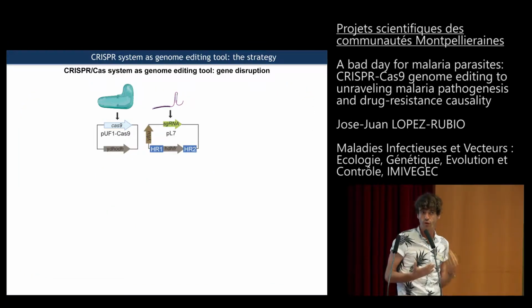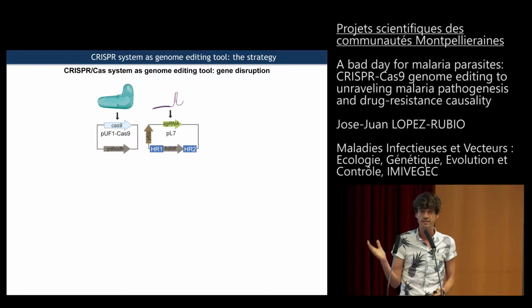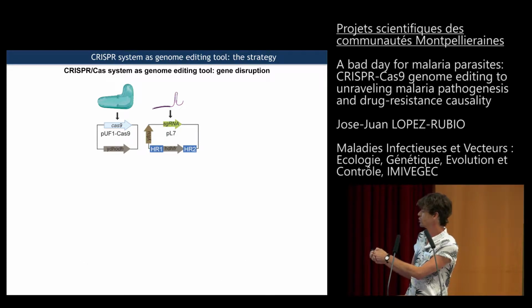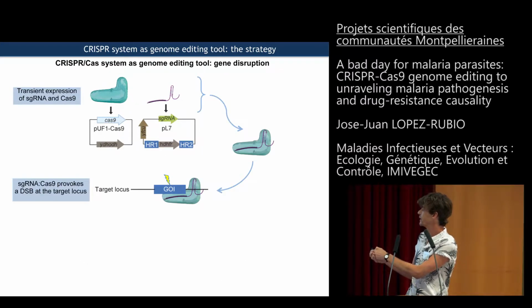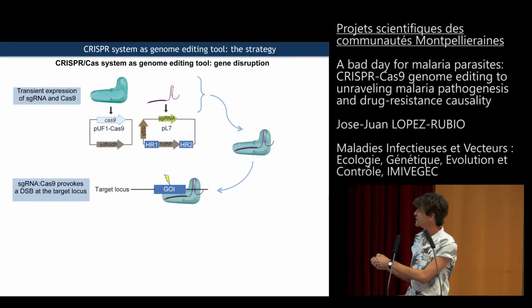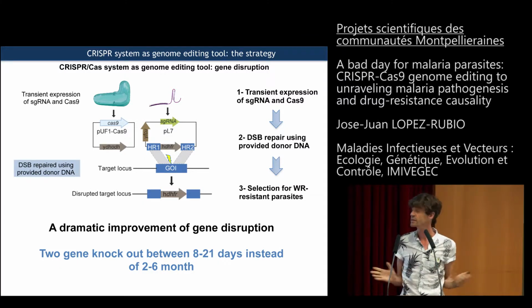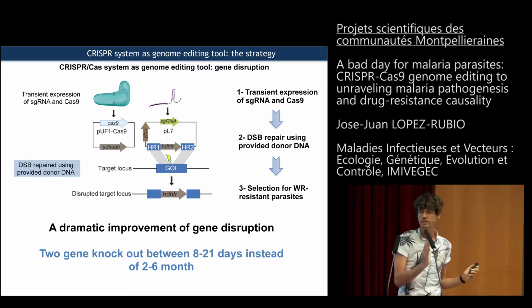The strategy that we follow is a two-plasmid strategy. We have one plasmid that expresses the Cas9 protein and another plasmid that expresses the guide RNA. This other plasmid also carries the donor DNA that's going to be used as a template to repair the double-strand break. We transfect the parasite with these two plasmids, and then these two elements will be expressed. The guide RNA will guide the Cas9 to the gene of interest and will produce a double-strand break. This double-strand break is lethal for the cell. It needs to be repaired. The cell will use the donor DNA that we provide as a template, and in this process, the gene of interest will be disrupted. We were really, really happy and very excited because we moved from several months to several weeks to get a knockout.